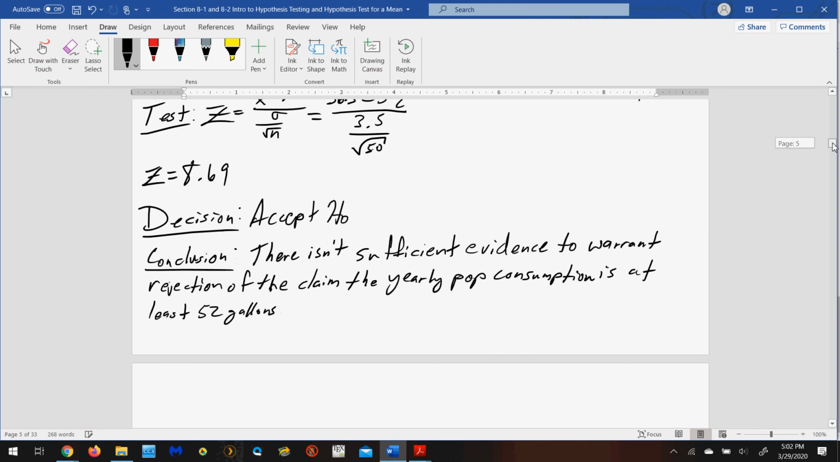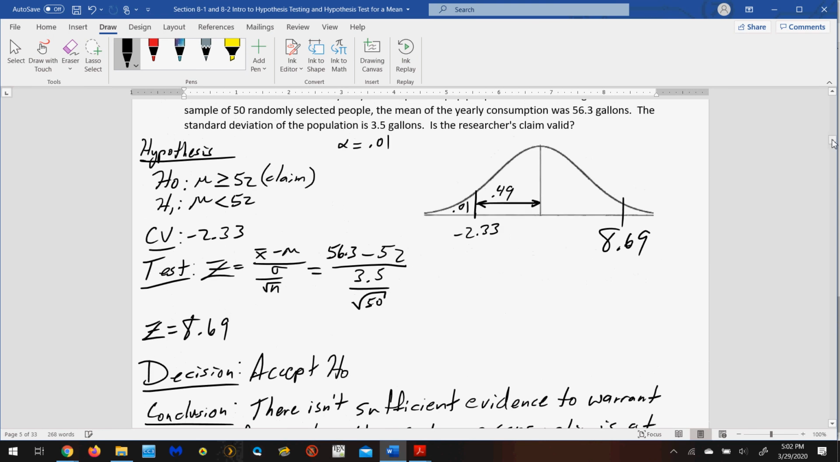Was there any other part of this extra question asked? They said, is the researcher's claim valid? So this said we're accepting null hypotheses. So, yes, that was their claim, so their claim is valid.